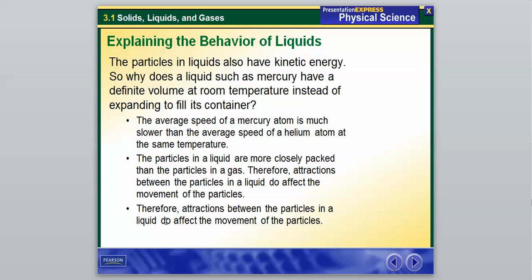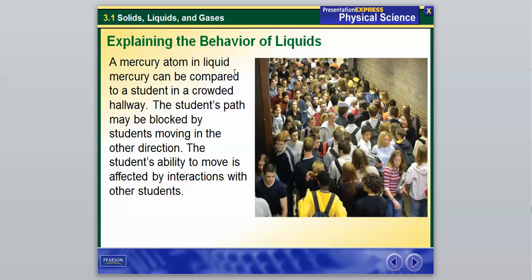So because, again, there does exist an attraction between them, some of that mercury is not just going to be able to expand and go away from the other particles to fill the volume of the container. They're kind of stuck, again, to keeping that definite volume there. So they give us a little example here, that a mercury atom in liquid can be compared to a student in a crowded hallway. The student's path may be blocked by students moving in the other direction, and the student's ability to move is affected by its interactions with other students.